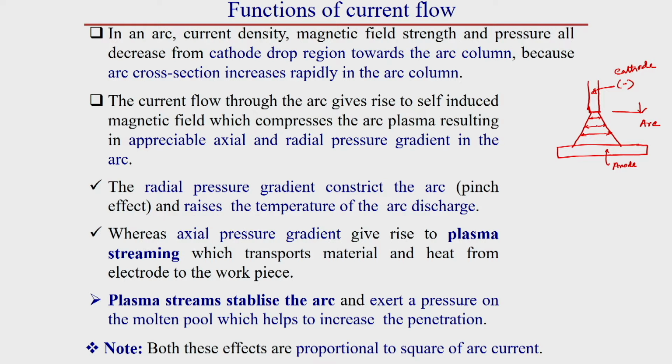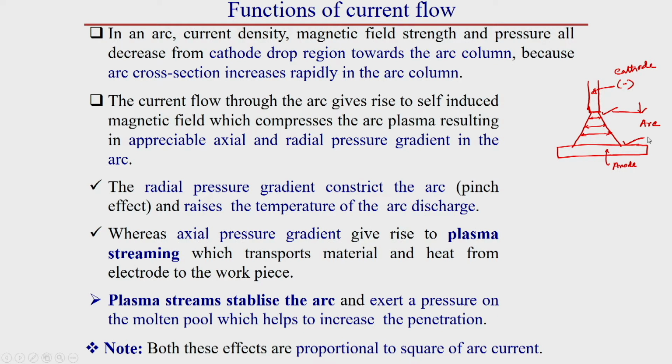So, what happens if the arc structure cross section increases? There is a chance of change in the concentration of electron density, and electron density is responsible for current density. If the cross section increases, then the current density, magnetic field strength and pressure all will decrease, because the lesser the cross sectional area, the more will be the concentration of electrons and the more will be the current density. That I have already discussed in detail.